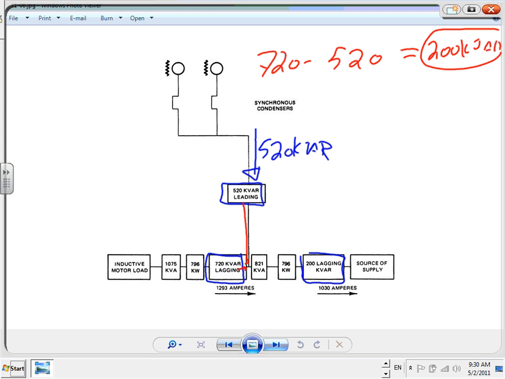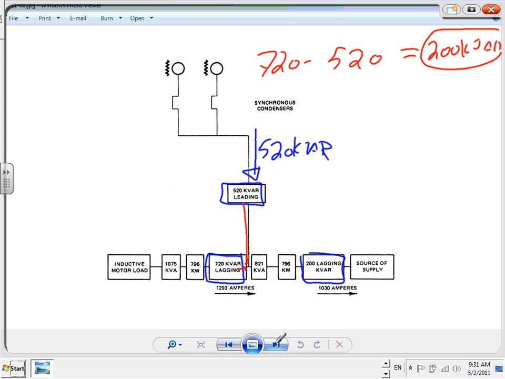Now, I want somebody to tell me, if I want a 100 power factor, how much kVAR do I need these guys to pump in? 720, for 100 power factor. So if you want 100 power factor correction, guys, see the 720 kVAR coming in the system. I need to have synchronous machines that pump 720. So it becomes 720 minus 720 equals 0. That's 100% power factor. Any question, guys, about this? That's what the synchronous machines do.